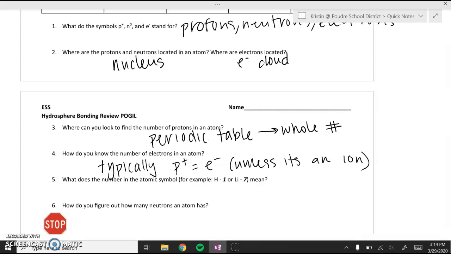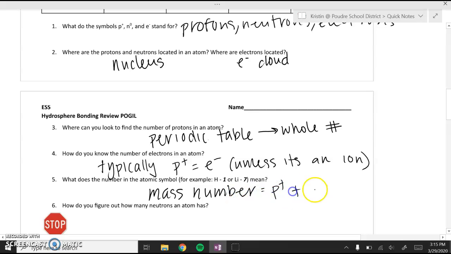So what does the number in the atomic symbol stand for? So we have like H-1 or Li-7, and that number is the mass number. And that is equal to the protons plus the number of neutrons in the nucleus. So if you want to figure out how many neutrons something has, neutrons is equal to mass number minus the number of protons.